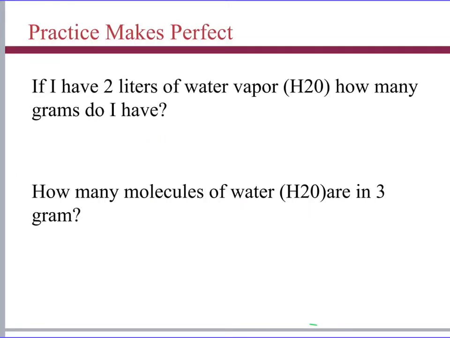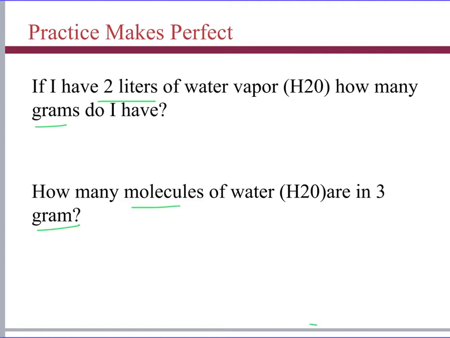So speaking of unit six, guys, these are two problems that you guys encountered in unit six when we were doing conversions. This first one says, if I have 2 liters of water vapor, how many grams do I have? So this would be a unit conversion going from liters and trying to figure out how many grams. Okay, here's another one. How many molecules of water are there in 3 grams? So converting from molecules to grams. And these are the types of problems you guys learned how to solve through dimensional analysis in unit six.